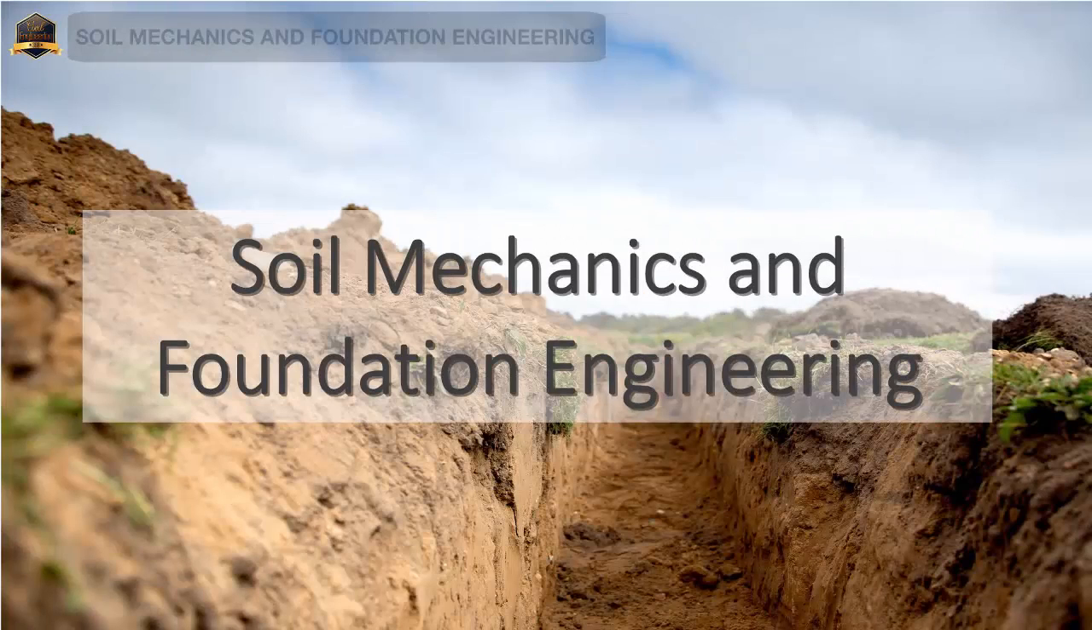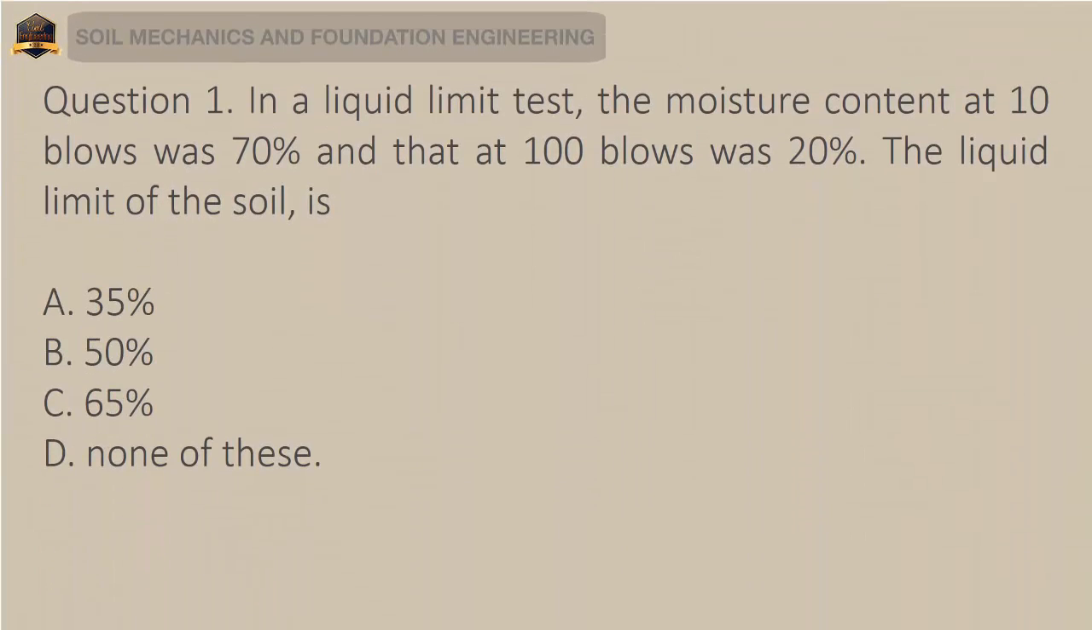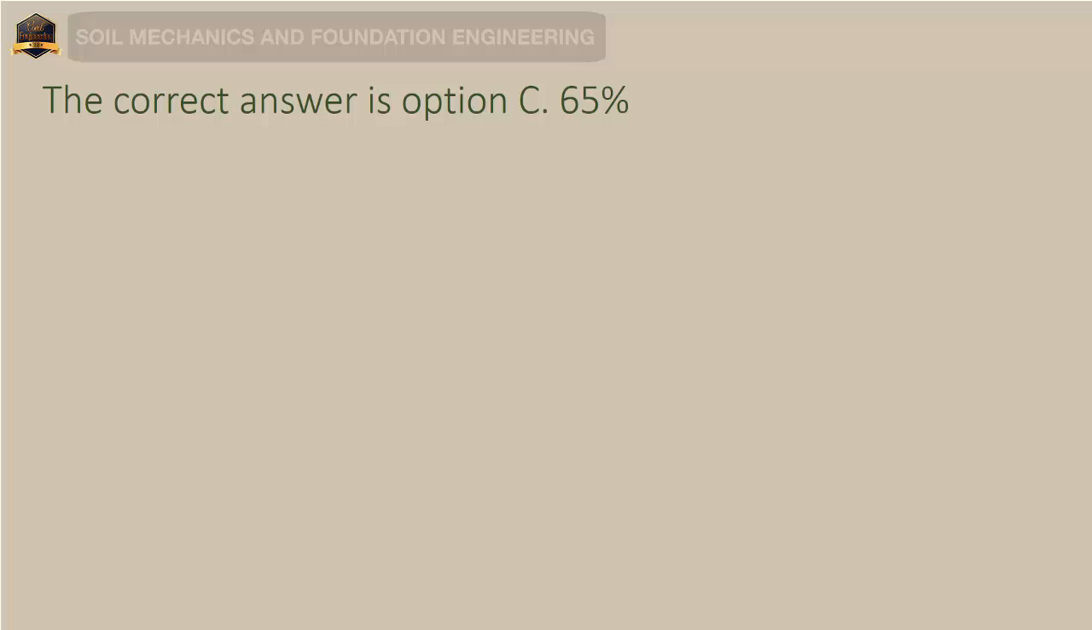Soil Mechanics and Foundation Engineering Number 1. Question 1. In a liquid limit test, the moisture content at 10 blows was 70% and that at 100 blows was 20%. The liquid limit of the soil is A. 35%. B. 50%. C. 65%. D. None of these. The correct answer is option C. 65%.